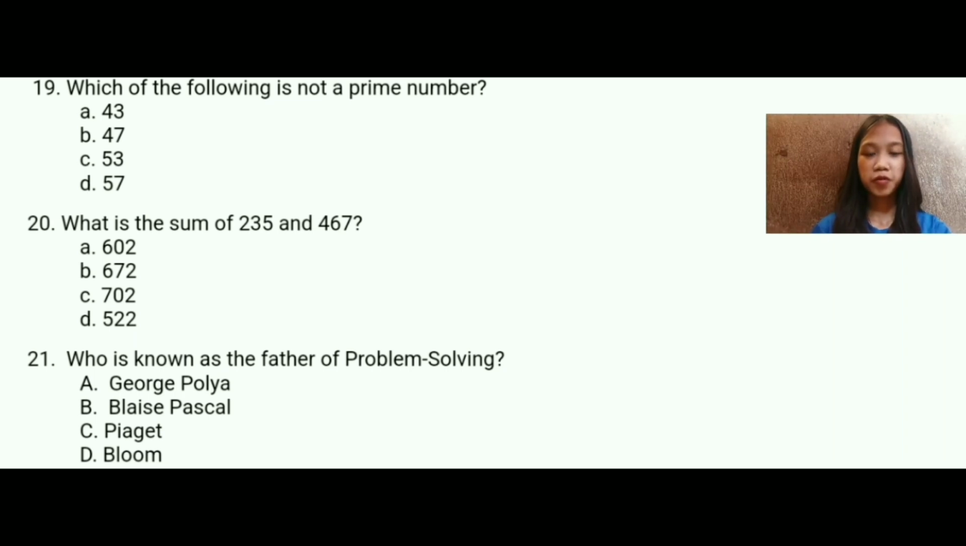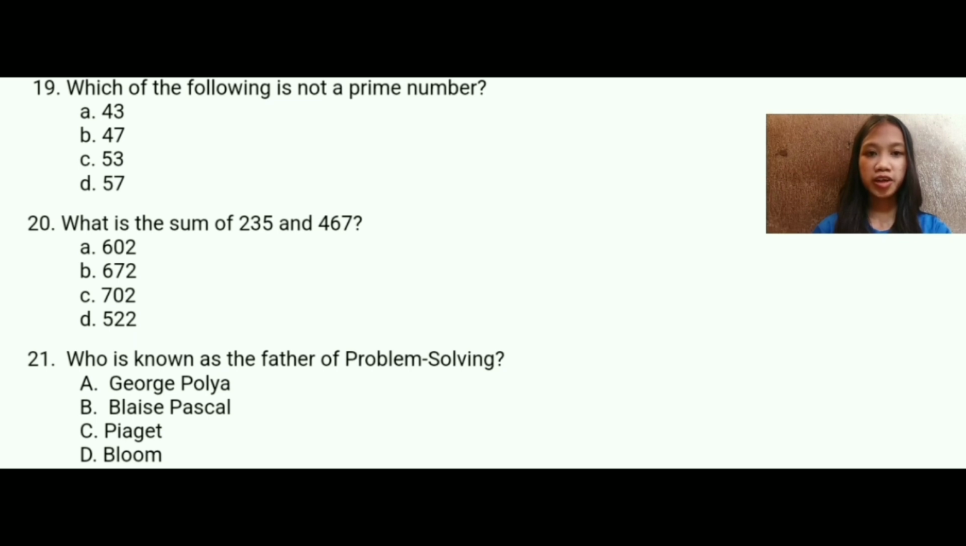What is the sum of 235 and 467? Is it letter A, 602, letter B, 672, letter C, 702, or letter D, 522? So when we say sum, it is the result of adding two numbers. So when we add 235 and 467, then the result will be letter C, 702.